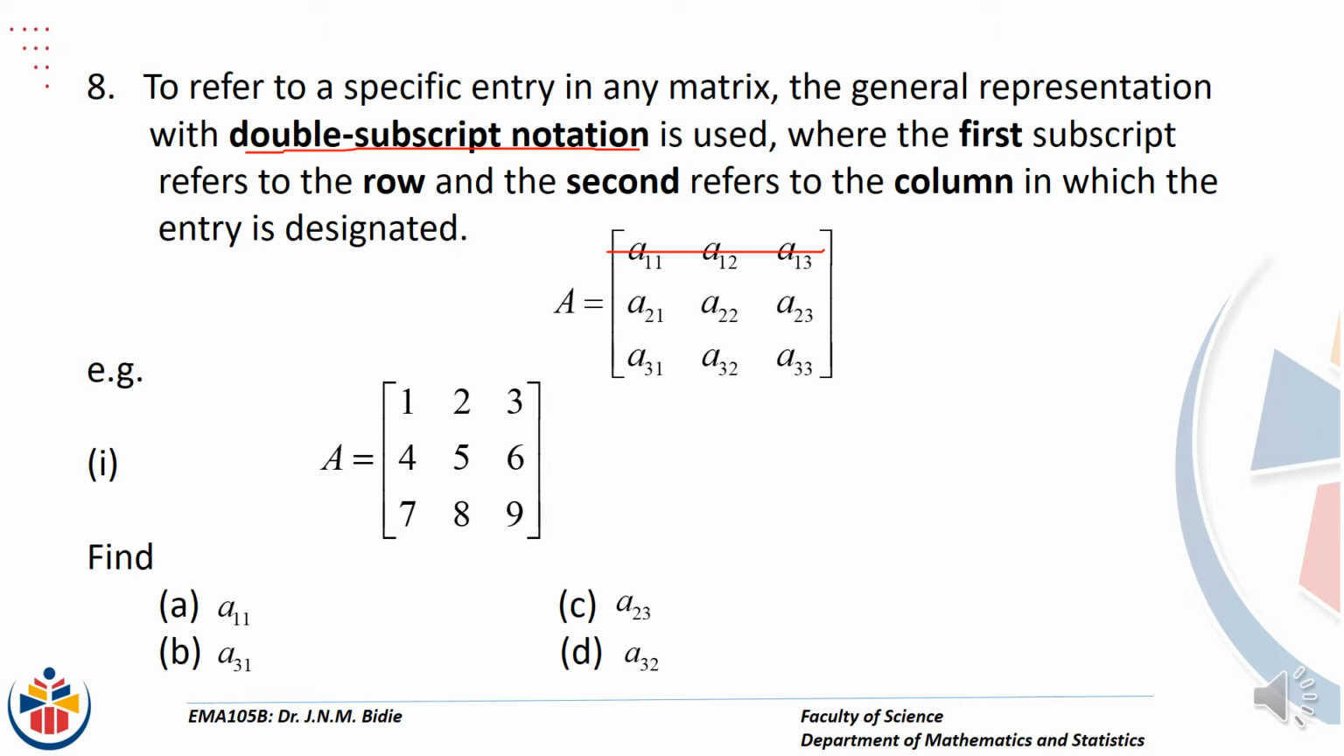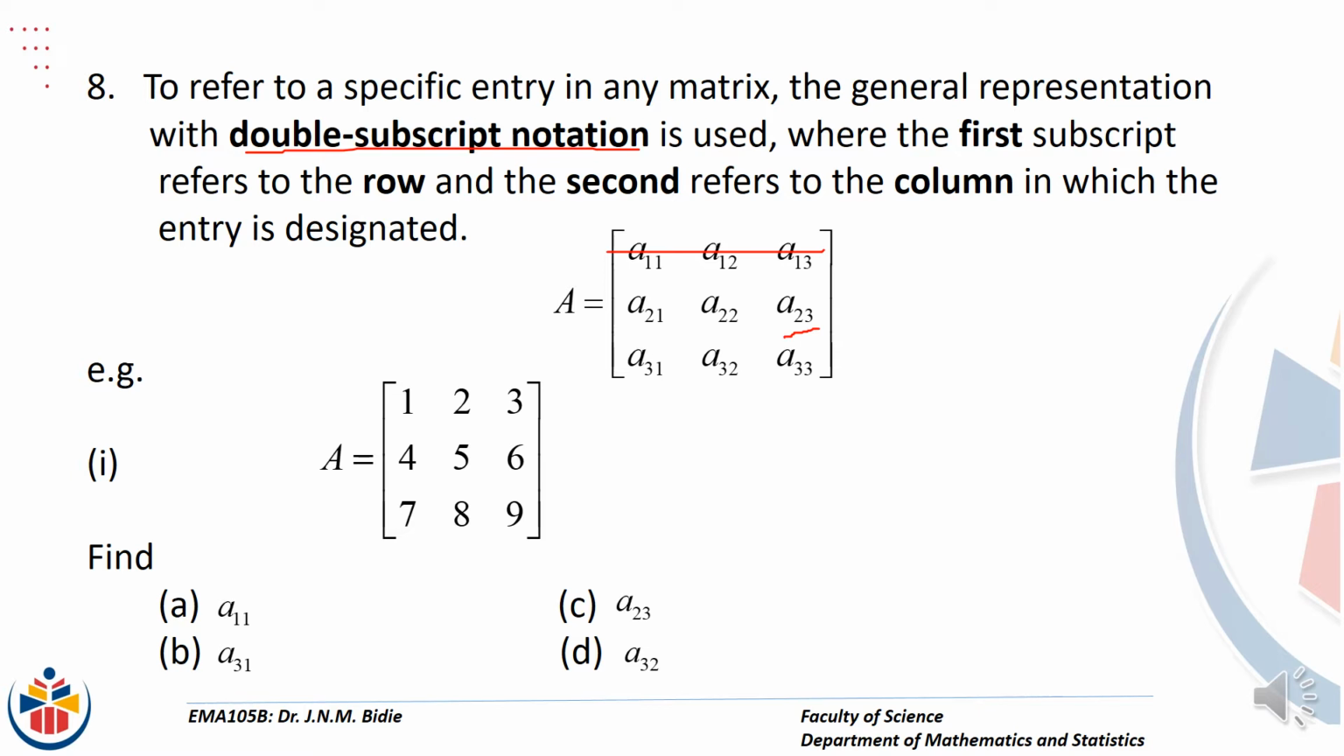A12, first row, second column. And then A13, first row, third column. A23 is in the second row but third column. So we always start with specifying the row and then specifying the column. So we can find any particular entry in any matrix by using the double subscript notation.